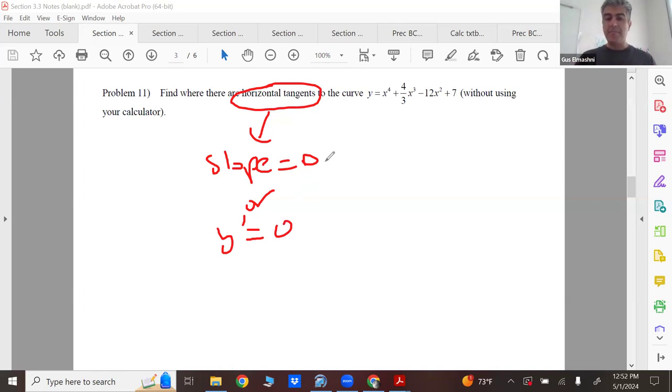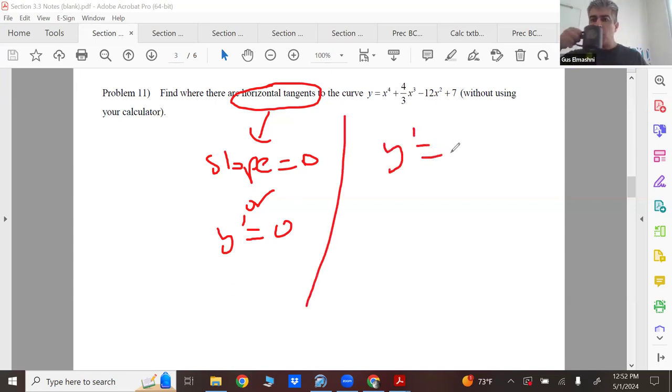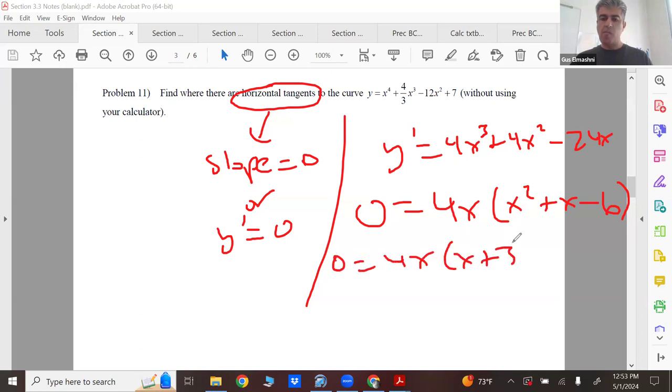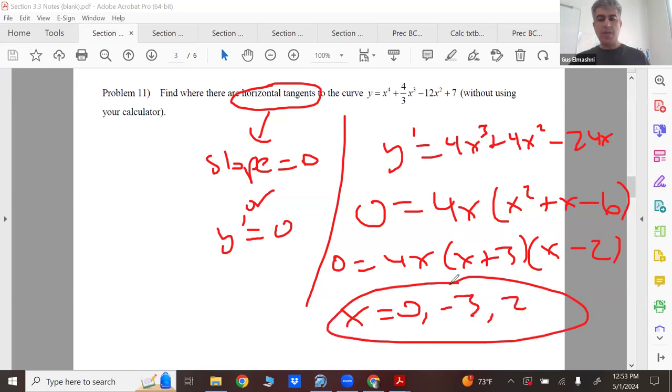So we have to find where that happens. So where does that happen? Well, let's find y prime first. What's y prime? Yeah, 4x cubed, keep going. Put 0 here. Factor out 4x. Keep the train moving here. That's all.